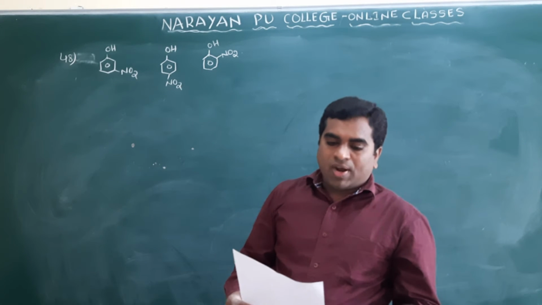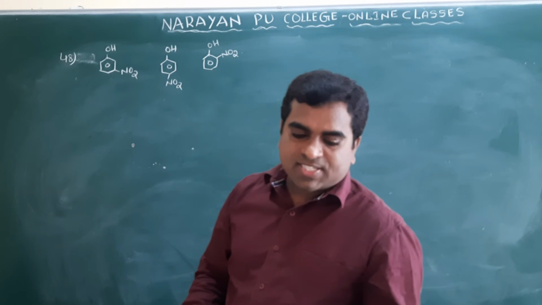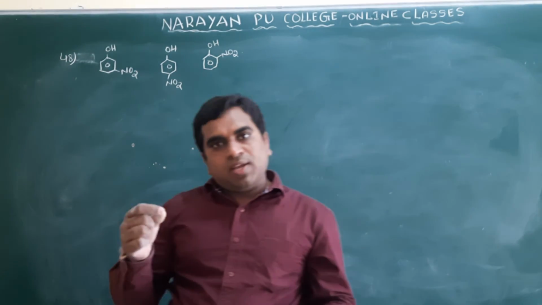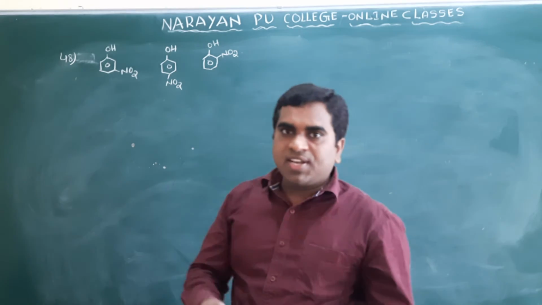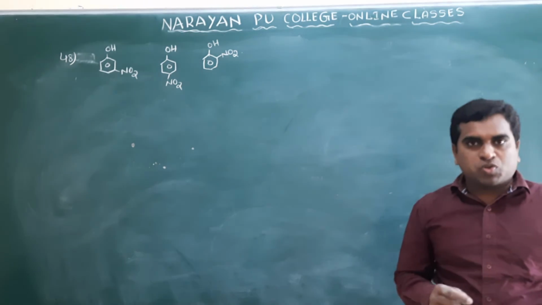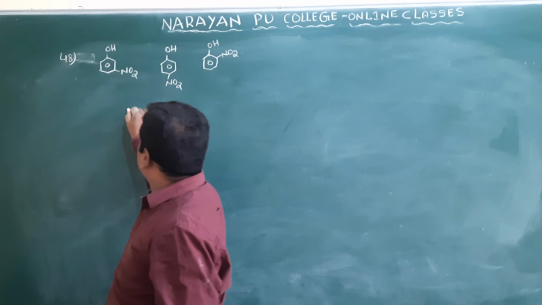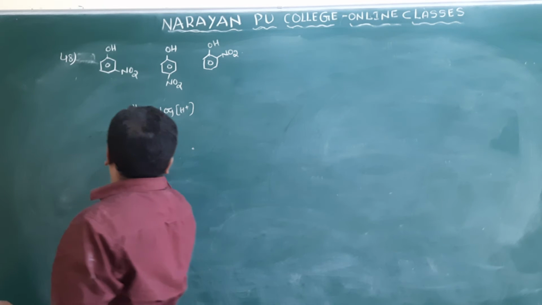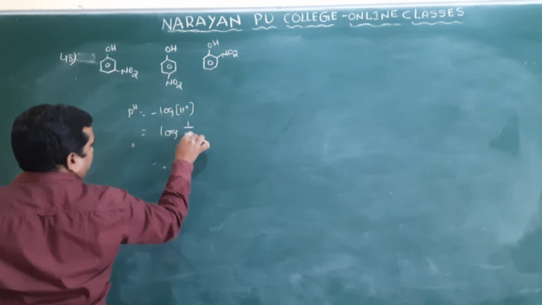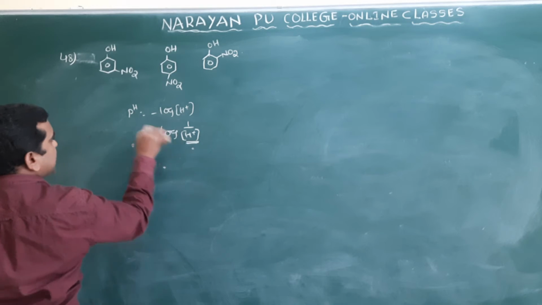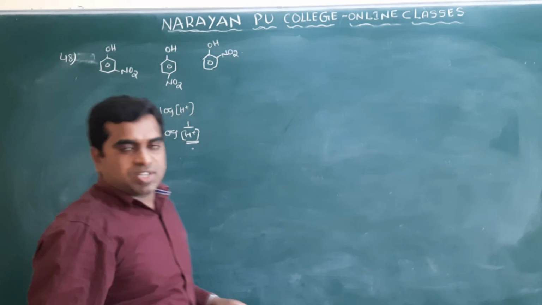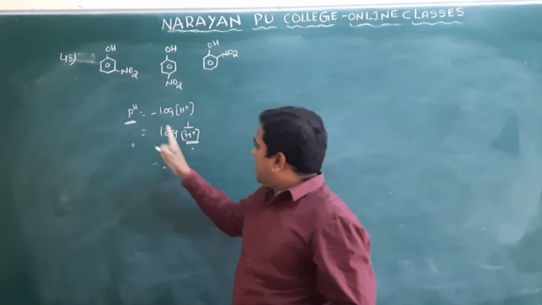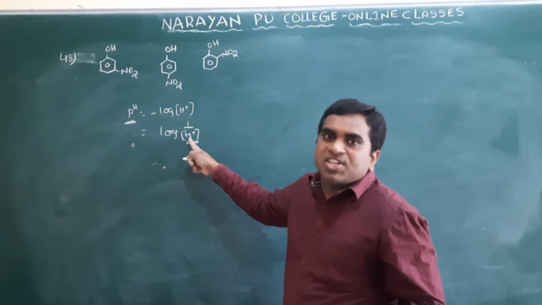Next one is 48. Which one of the following will show the highest pH value? pH value highest means H plus value should be lowest. You know, acidic nature and pH are inversely proportional. Clear? Because pH is equal to minus log H plus, or you can write log 1 by H plus. So acidic nature and pH value are inversely proportional. Clear?